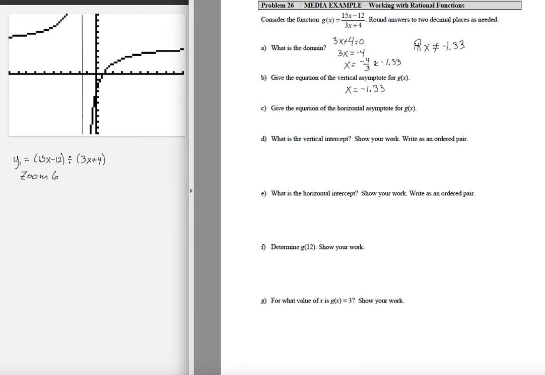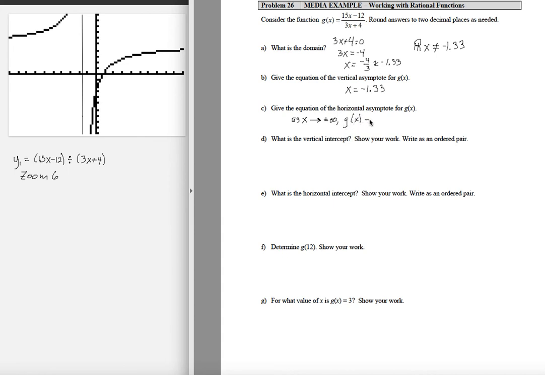Give the equation of the horizontal asymptote. So the horizontal asymptote is going to be the guiding line for the outputs of the function. And so what I'm looking for is, as x approaches, we can use that arrow, plus or minus infinity, what does g of x approach?